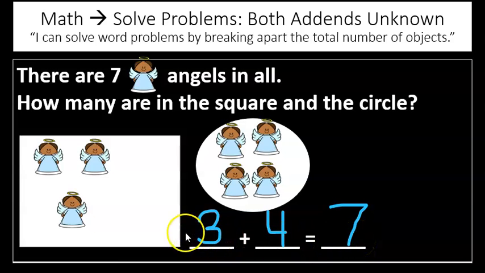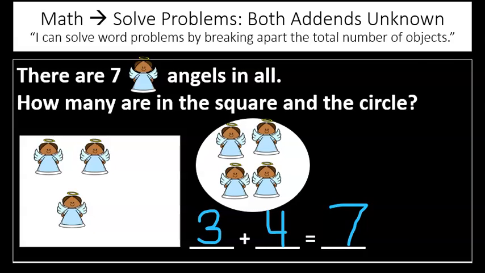Let's read it again. 3 plus 4 equals 7. Your turn to read it. Ready? Go. Good job, okay? So that's what they mean when they say both addends unknown. And of course, here is your I can statement, okay?